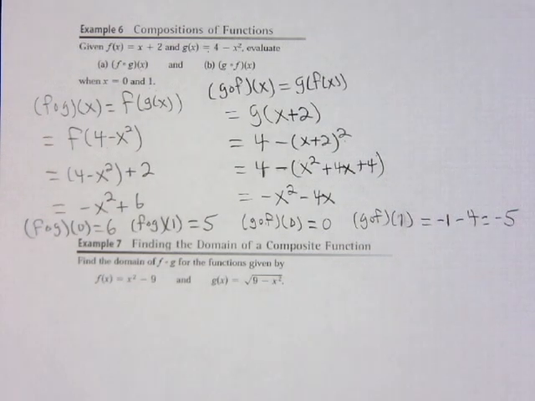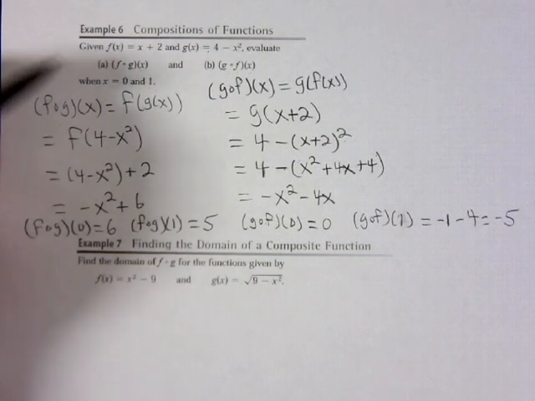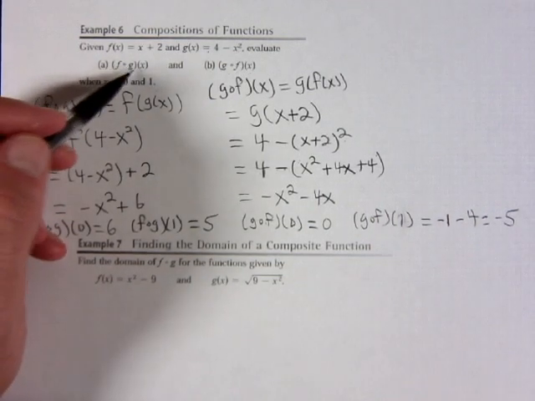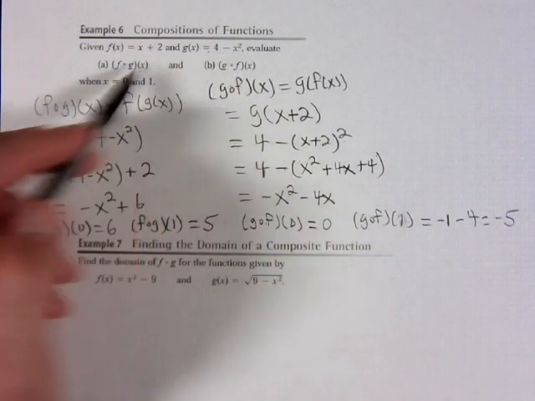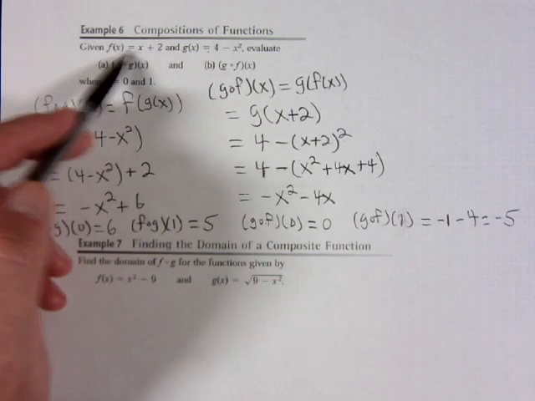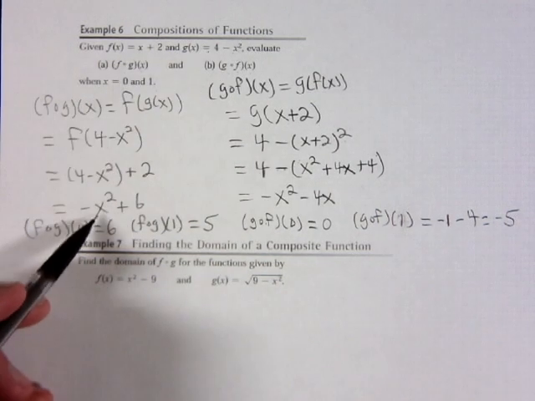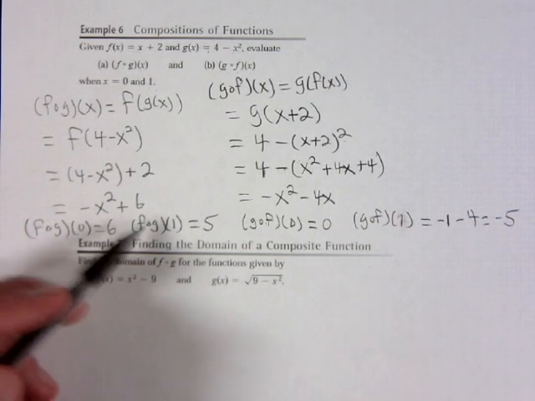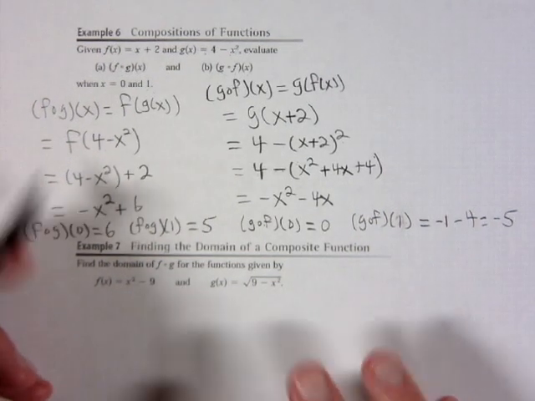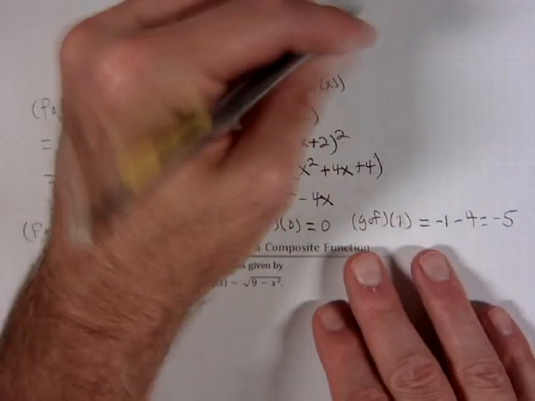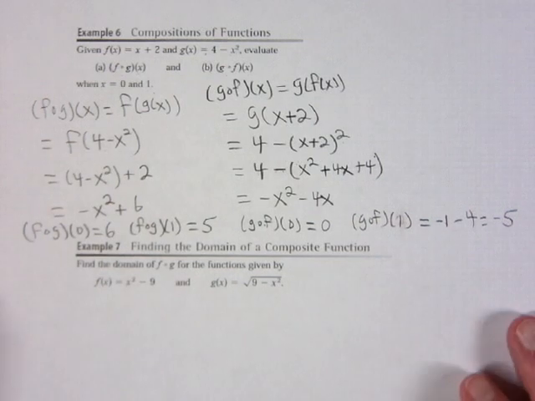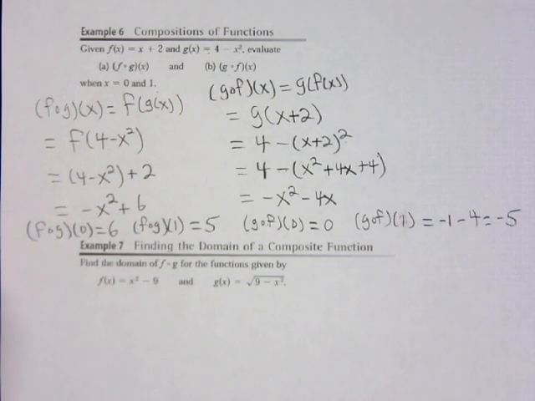All right? And just quickly, if they had asked me for the domain, say, of f of g of x, well, the domain of g of x right here is all real numbers. The domain of f of x is all real numbers. The domain of the composition is all real numbers. And so if they ask me for the domain then of f of g of x, that would be all real numbers. Okay, so that's one where the domain's not restricted at all. Okay, let's move into the next one.